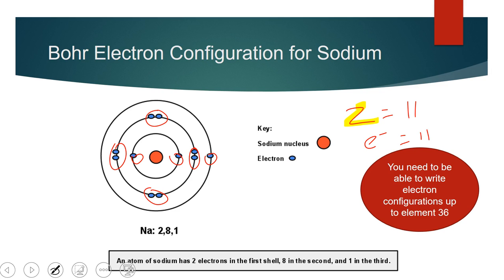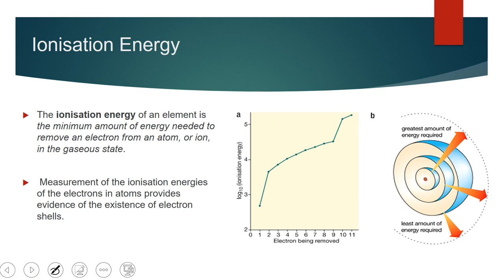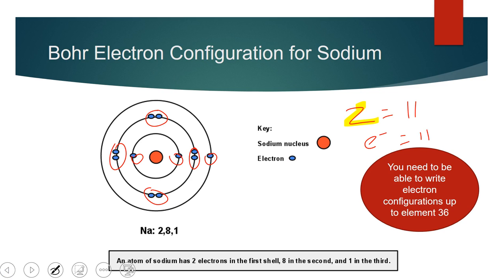You need to be able to write electron configurations up to element 36. So I suggest you practice these, particularly those over 20. I'm going to leave this video here, and in the second video we'll look at ionization energy and subshell notation. So remember to practice those electron configurations, because when we come to subshells we're going to be adding a level of complexity to it.